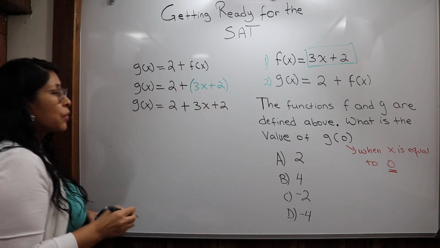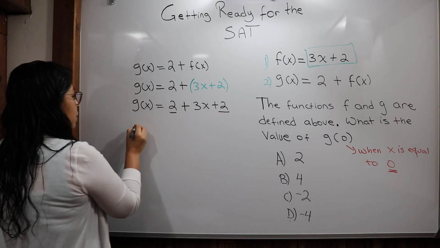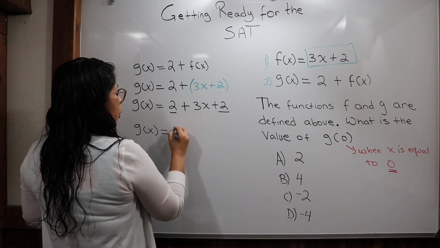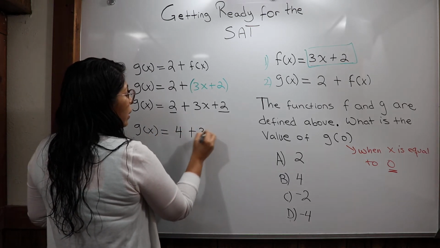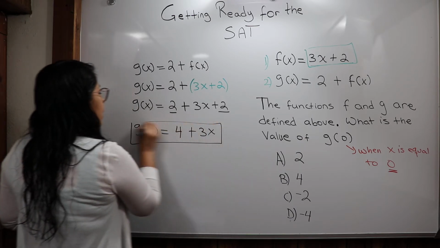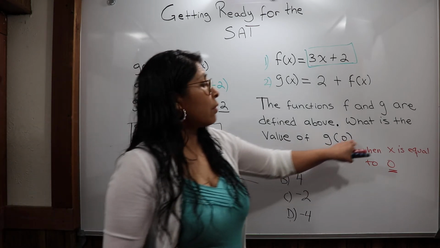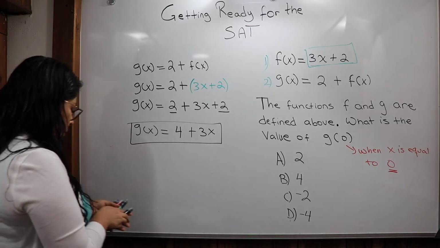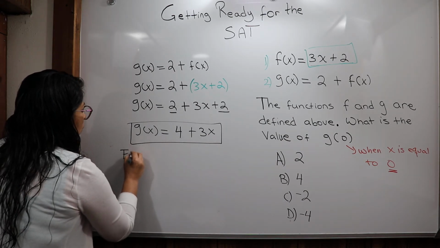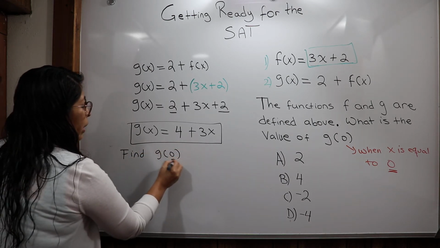I'm almost done. So now what I have to do is combine like terms. In this case, just add the numbers, or the constants. So I have g of x equals 2 plus 2 is 4, 4 plus 3x, or 3x plus 4. It's up to you how you're going to do it. So now this is g of x, but the question here is to find g of 0. So I'm almost done right here. Now find, that's my question, g of 0, when x equals 0.